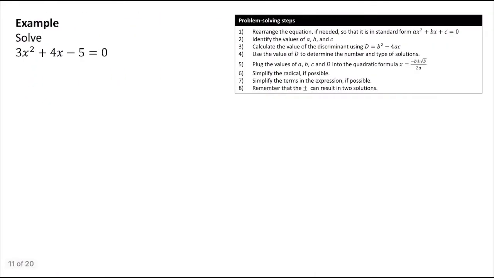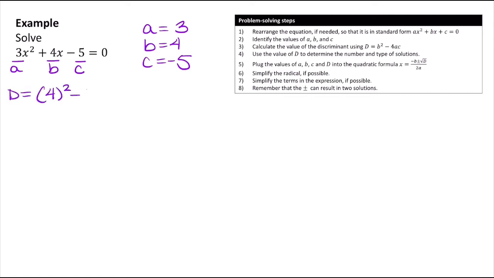So now let's try solving this equation. So we have 3x squared plus 4x minus 5 equals 0. Okay, so 3 is my value of A, 4 is my value of B, and minus 5 is my value of C. Just going to list these out. A equals 3, B equals 4, C equals -5. So D is going to equal B squared, so 4 squared, minus 4 times A, which is 3, times C, which is -5. So I have D equals 4 squared, which is 16, minus 4 times 3 is 12. 12 times -5 is -60. So 16 minus -60, that's going to turn into a plus, so I have D equals 76.